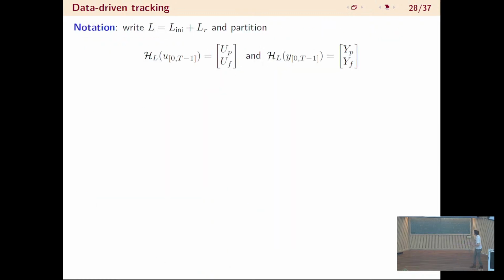Okay, so how do we solve this data-driven tracking problem? Well, again, we construct a Hankel matrix of the input and the output, and similar to the subspace identification story, we partition that Hankel matrix into UP, UF, YP, and YF. In this case, the UP has L ini block rows, and the UF has LR block rows. So L ini and LR do not have to be the same like we had in the subspace identification. So it's a bit more general.